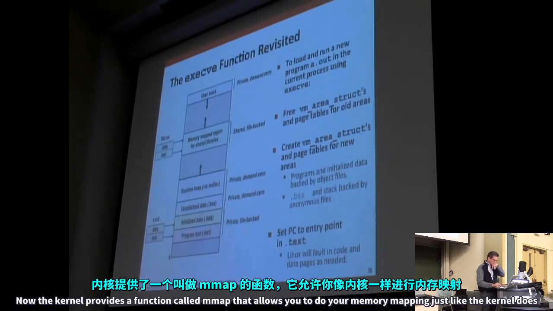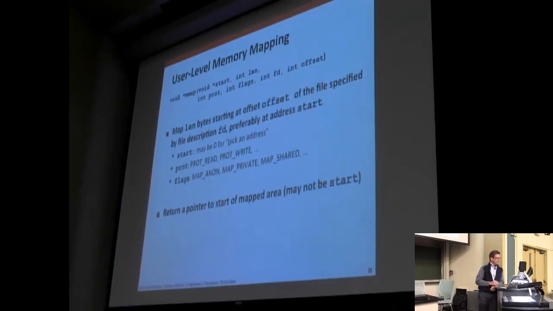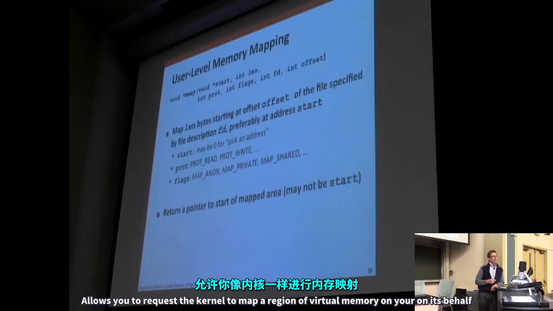Now, the kernel provides a function called mmap that allows you to do your memory mapping just like the kernel does. Okay, and so it's basically a system call that allows you to request the kernel to map a region of virtual memory on its behalf.